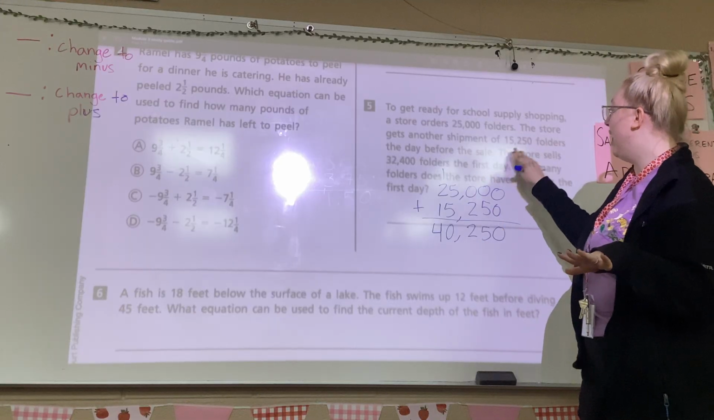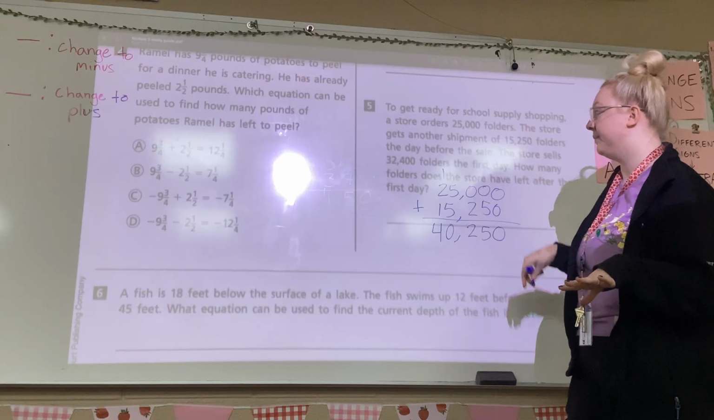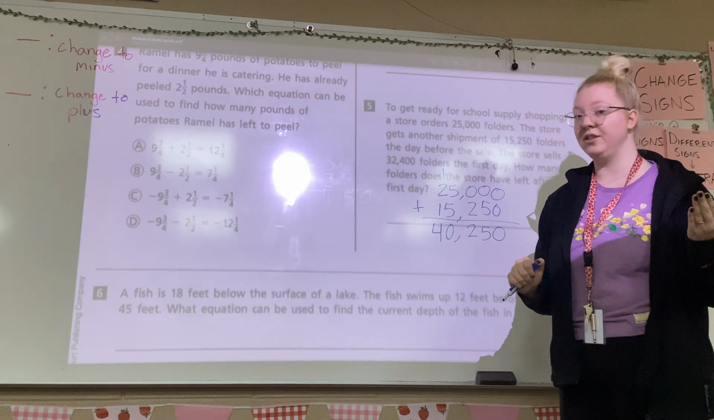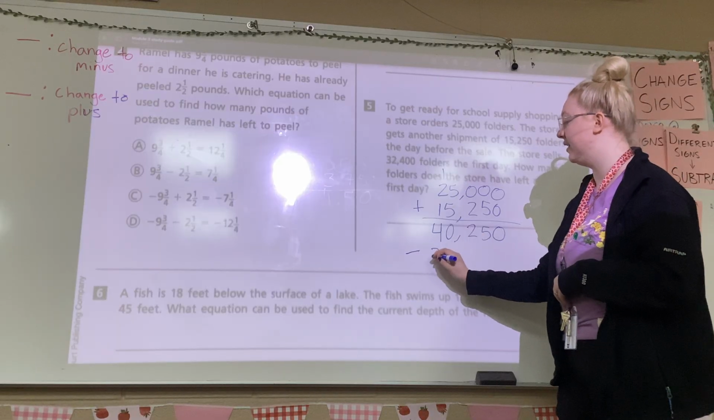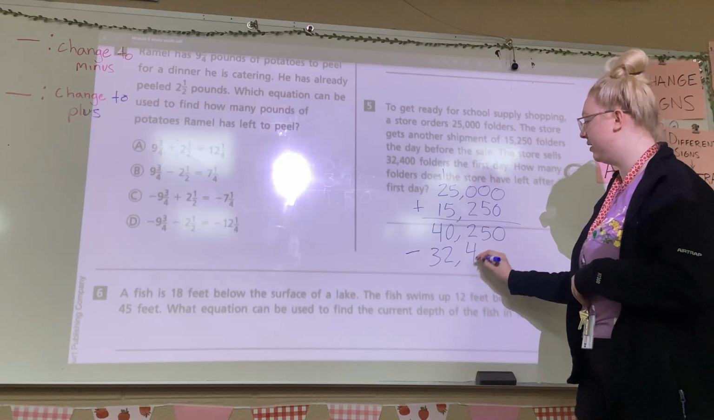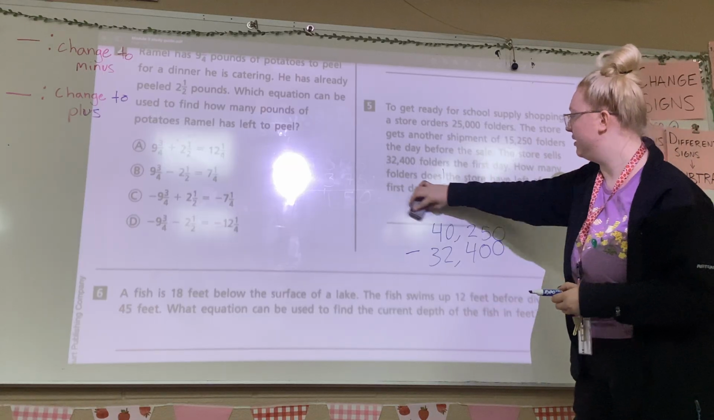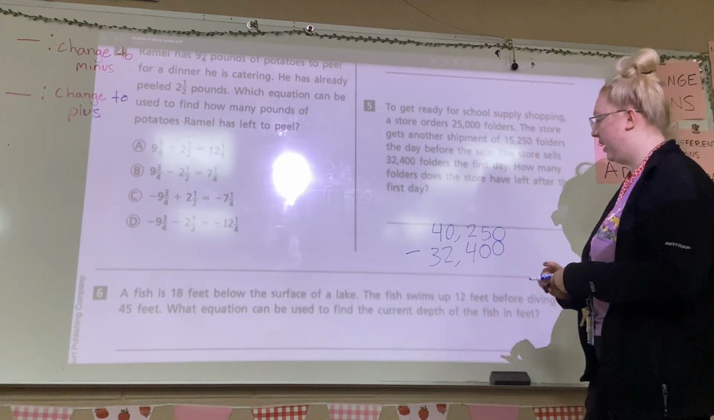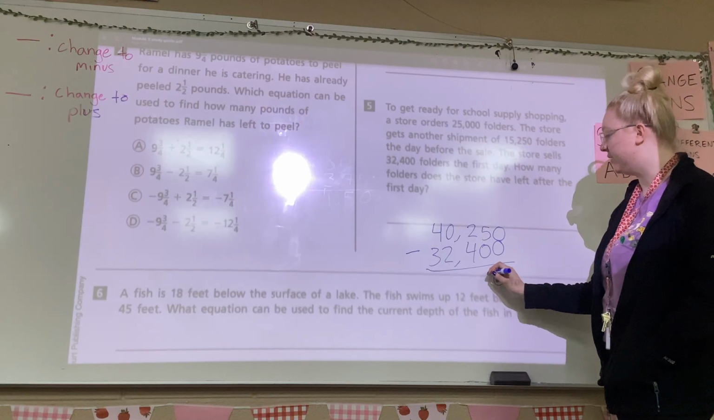Okay. The store sells 32,400 folders that first day. If they're selling the folders, they're losing those folders. Okay, so we're going to subtract 32,400. To make it look more simple, I'm going to erase the first part we just did. Okay. 0 minus 0 is 0. 5 minus 0 is 5.